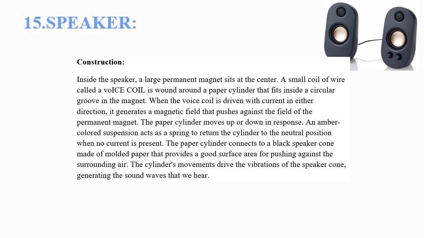Construction: Inside the speaker, a large permanent magnet sits in the center. A small coil of wire called voice coil is wound around a paper cylinder that fits inside a circular groove in the magnet. When the voice coil is driven with the current in either direction, it generates a magnetic field that pushes against the field of the permanent magnet. The paper cylinder moves up and down in response. An embedded coiled suspension acts as a spring to return the cylinder to the neutral position when no current is passed.